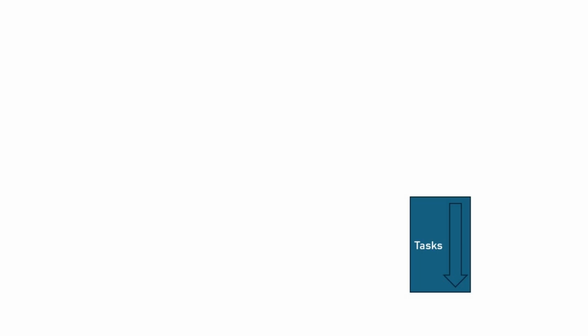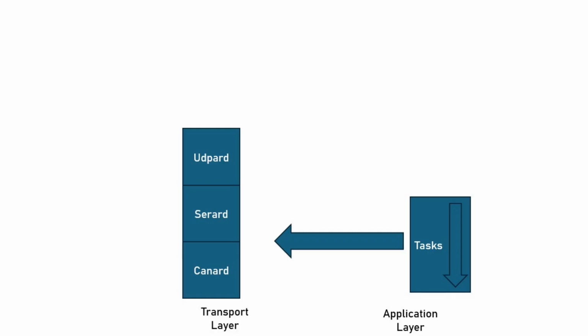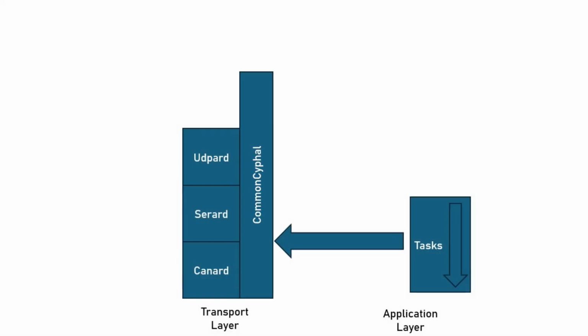Each task runs once per Superloop iteration. Tasks live in the application layer and communicate through the transport layer using OpenCyphal. OpenCyphal supports CAN, serial, and Ethernet transport. I've wrapped all 3 libraries into a unified interface that I call CommonCyphal, so tasks can publish and receive messages without caring about the underlying transport mechanism.